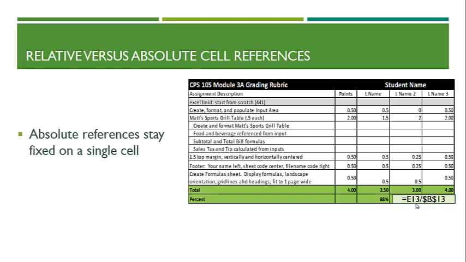I will make the reference to cell B13 absolute by pressing the F4 key or by typing a $ sign before the column letter and row number. Now, when I drag the formula through the students, only the student's earned points in the numerator will change. When I get to student 3, my formula will be equals E13 divided by $B$13.